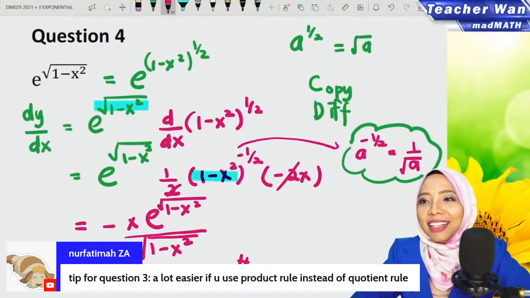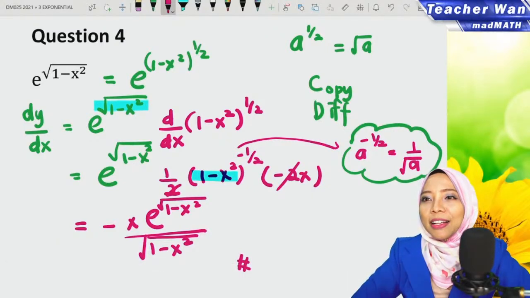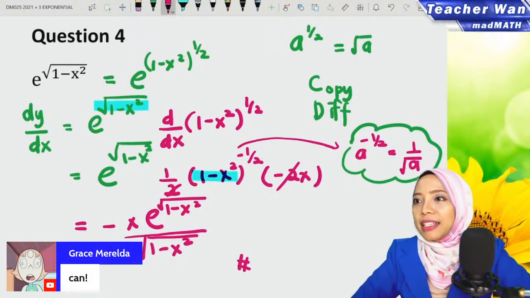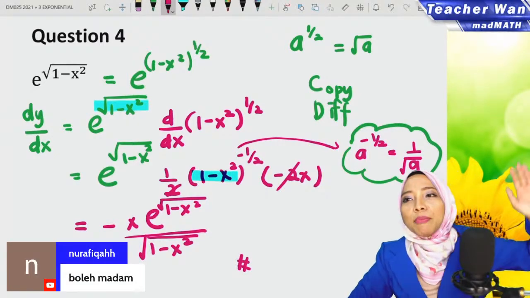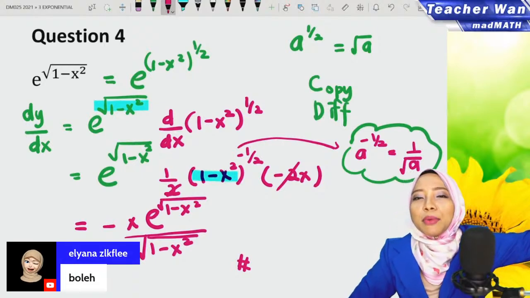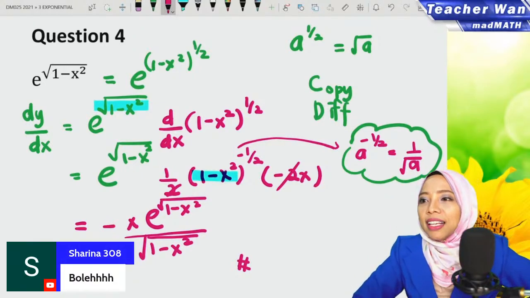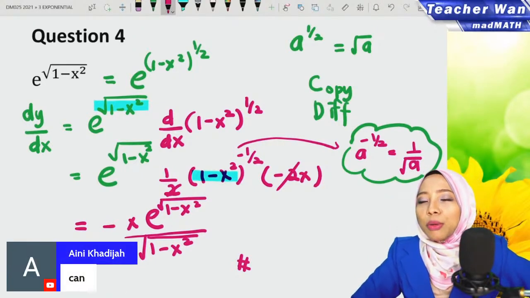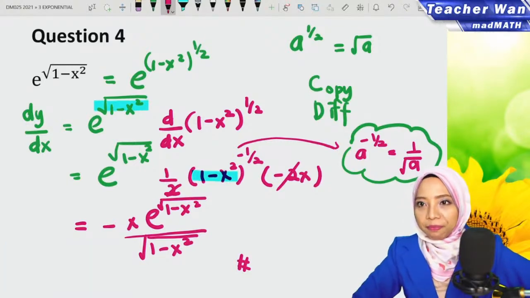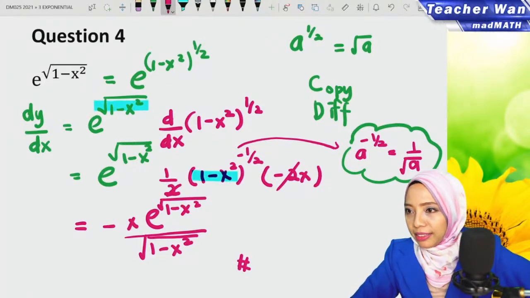Fatimah. Okay, itu bagus. Okay, yes, boleh. Grace pun boleh. Eliana, Sharina. Okay, can I see boys? Boys, D2P13. Raise up your hand, D2P13. Okay, I want boys. D2P13.